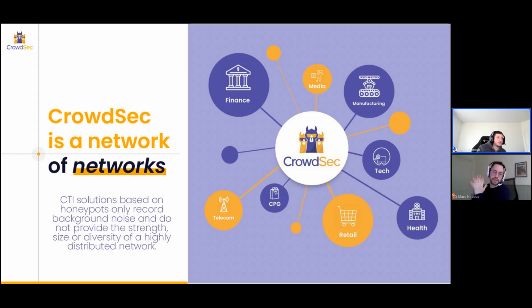After 2 years of gathering data from our users, we figured out that this is not only a network of IP addresses, but a network of networks. Let me explain. CTI solutions that are based on honeypots will mainly record the background noise on the internet. But at CrowdSec, since we have users in real businesses and in many different businesses, we also identified that some IP addresses or groups of IP addresses only target a specific business vertical, such as telecom, retail, health, etc. And this is one of the biggest strengths of the CrowdSec CTI.